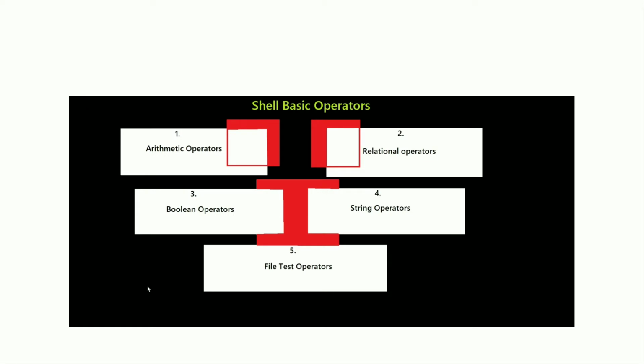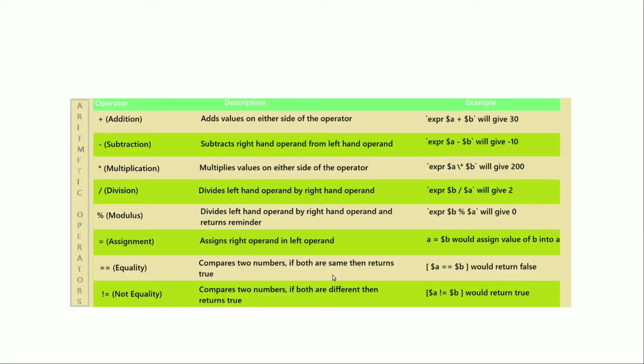So there are 5 operators in shell programming here. First is arithmetic operator, second is relational operator, third is boolean operator, fourth is string operators, and last is file test operator. Okay, so arithmetic operators: the plus sign is for addition, the minus sign is for subtraction.